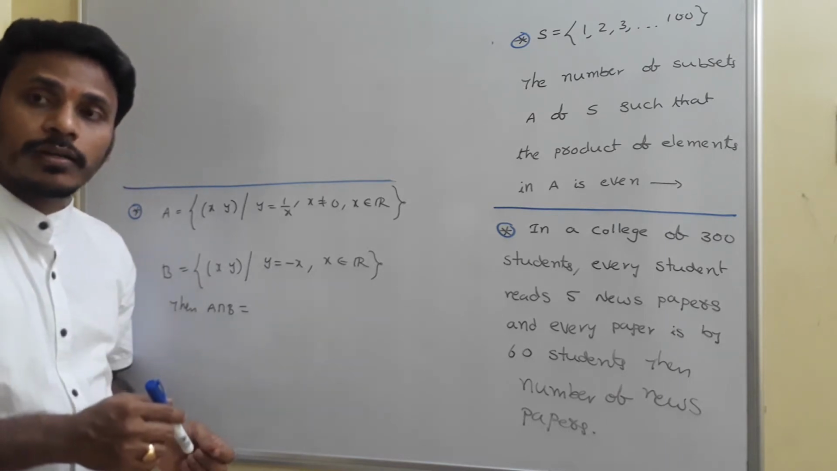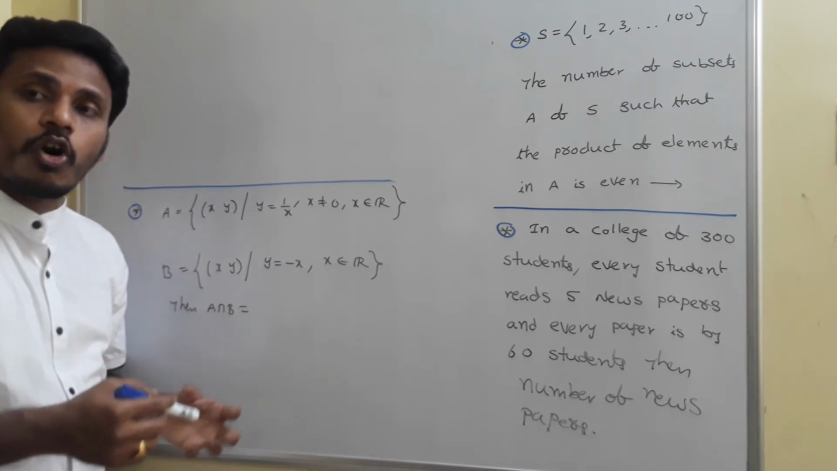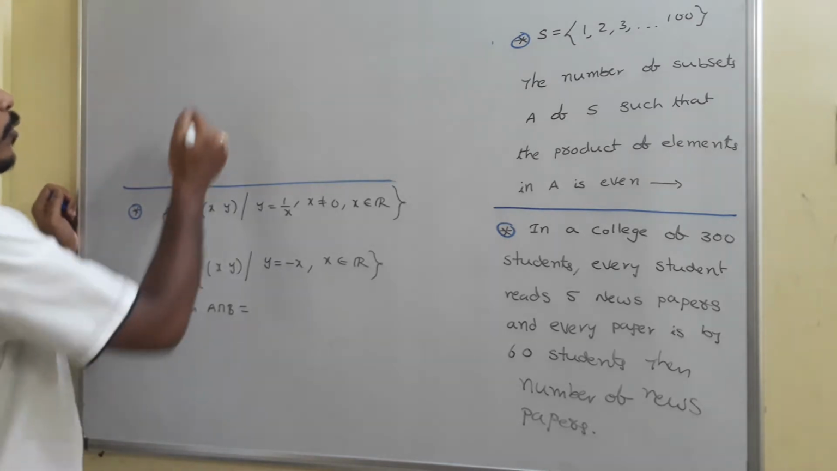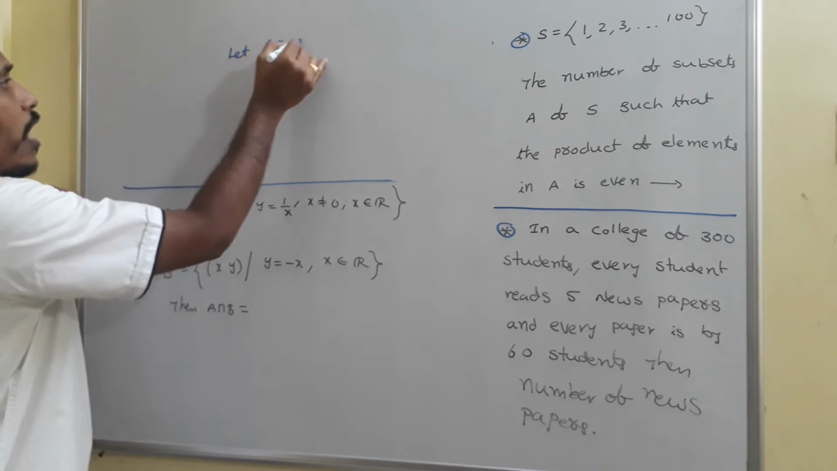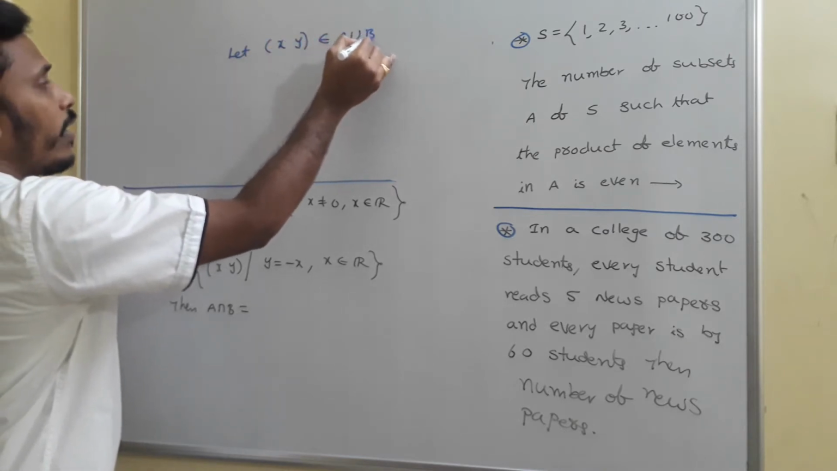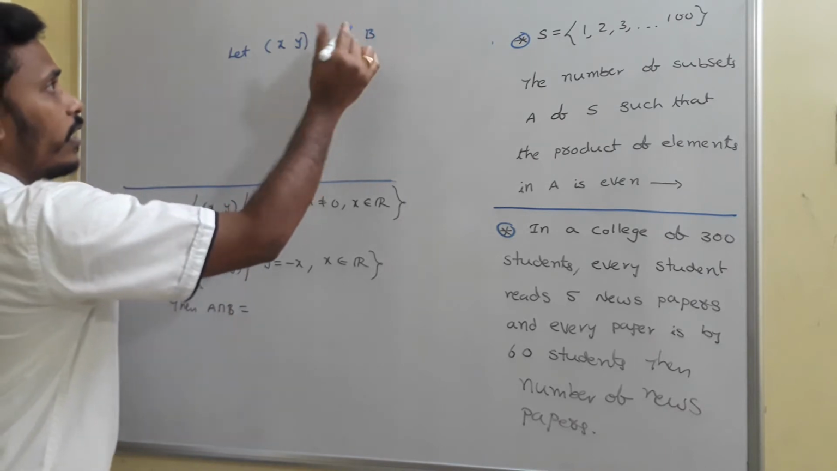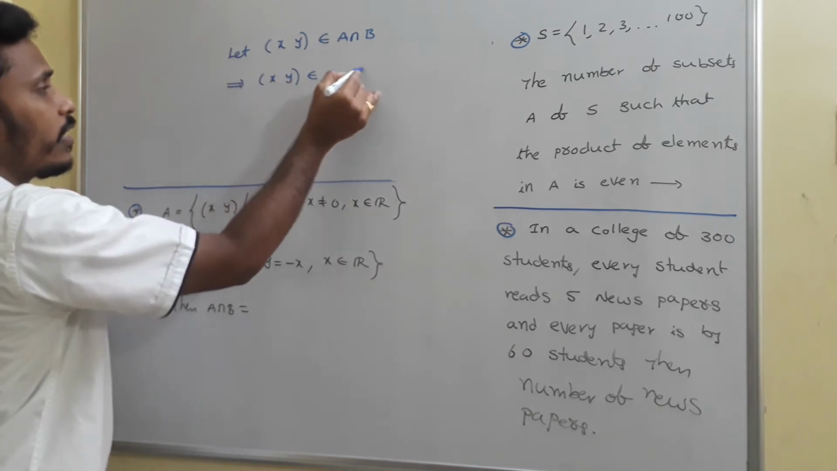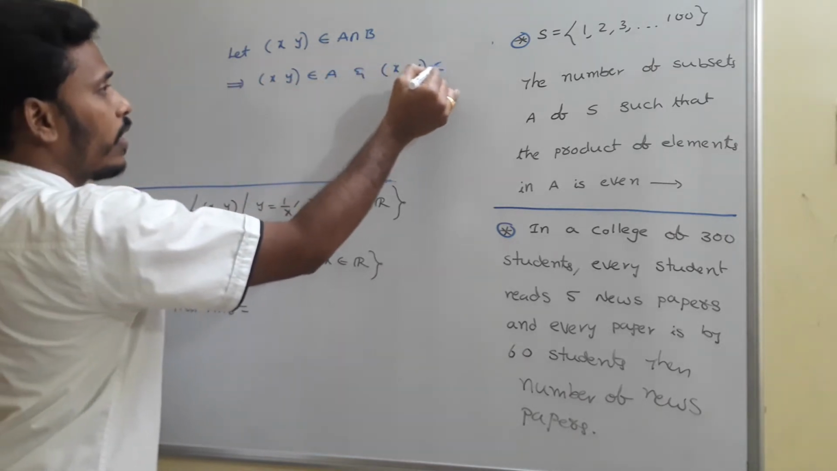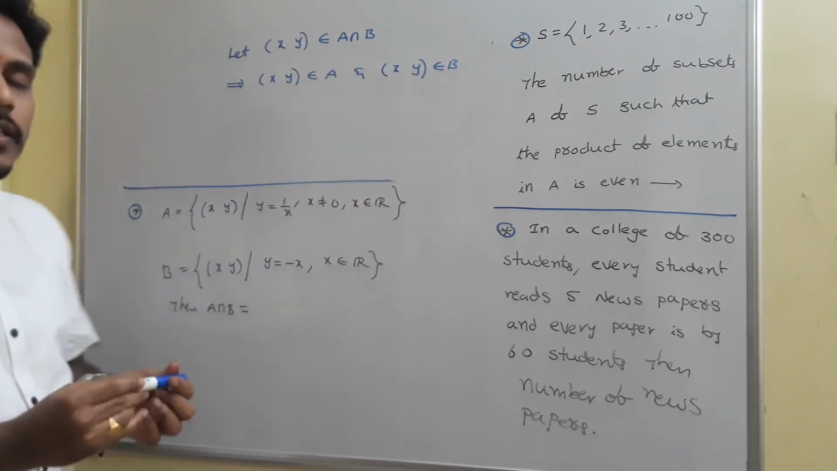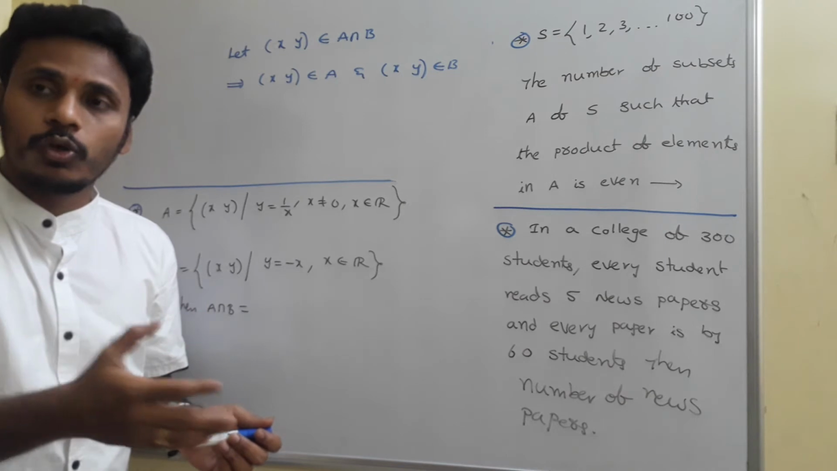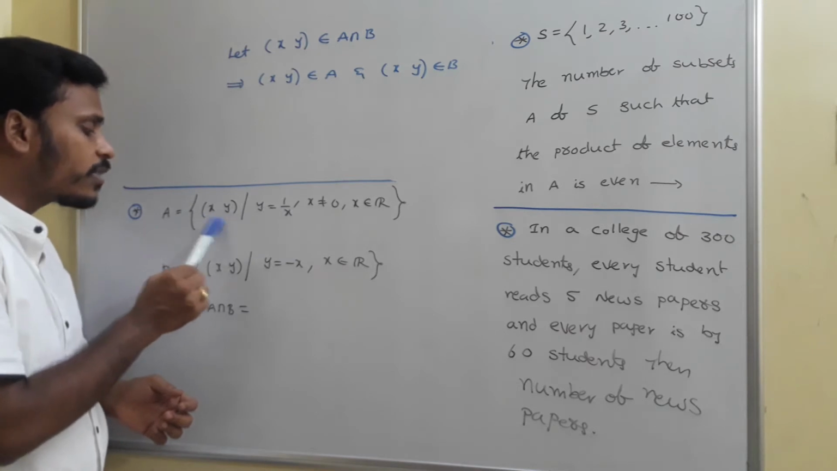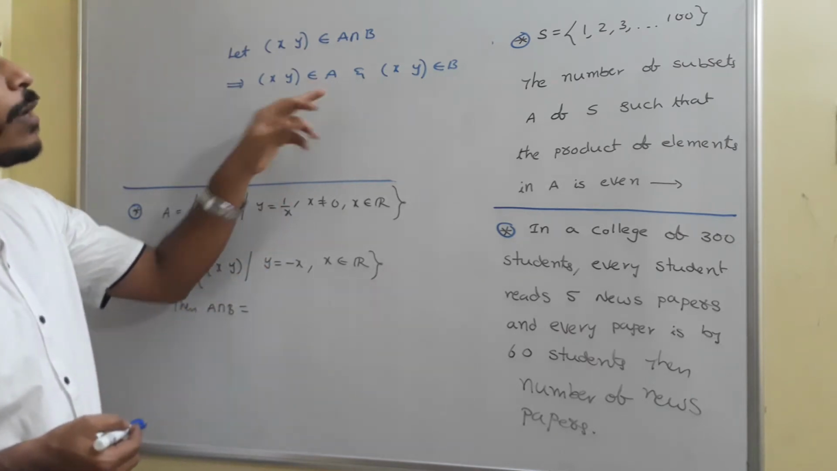A intersection B means what? A intersection B means the elements which are common for both A and B. Since we are searching for a common element in both A and B, suppose you take an element x comma y in A intersection B, what will happen? Then for sure that element x comma y is there in A as well as in B. Usually in a set we will consider normal numbers like x, y, a, b, 1, 2, 3. But here these two sets are somewhat special. It's different. Here these two sets contain these points x comma y, and that's why we are taking the element as x comma y.